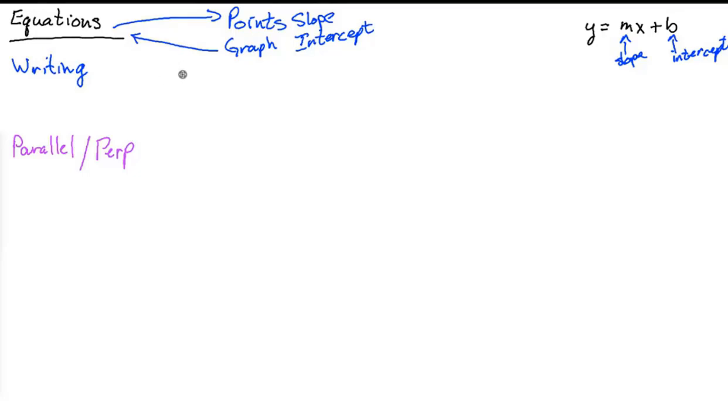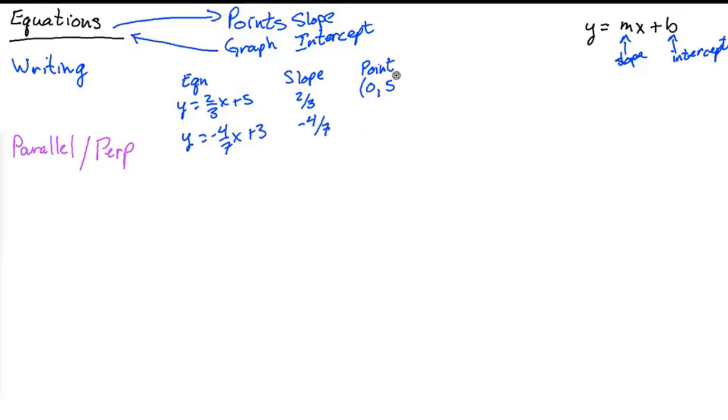If we were to start off with an equation like y equals 2/3 x plus 5, we know some things from it. We know how to pull the slope out of there. It's 2/3. We know a point on there really quick, specifically the y-intercept, (0, 5). It could look a little bit different: y equals -4/7 x plus 3. What's the slope? -4/7. That means it's headed down as it goes to the right, and we know that it goes through the point (0, 3).